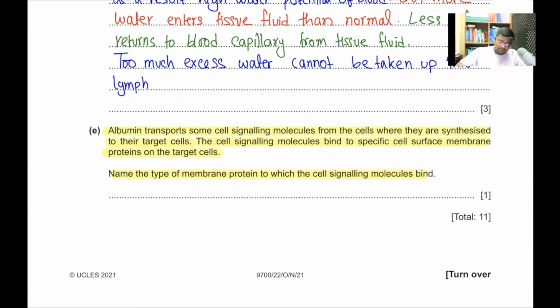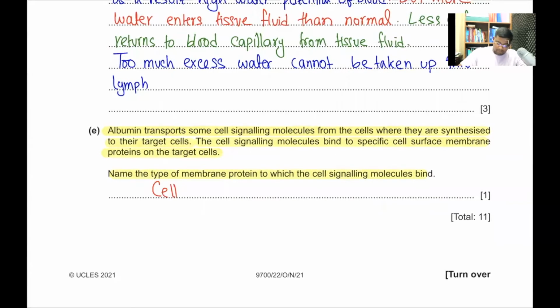Cell surface receptors are going to readily accept whatever signaling molecules are targeted to that particular cell. If the receptor matches, then it's going to bind with that molecule.